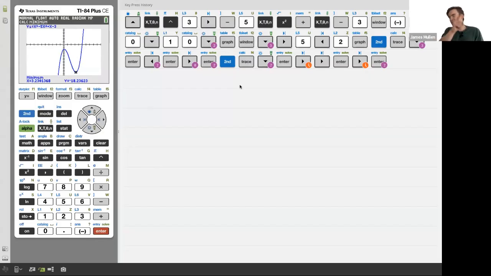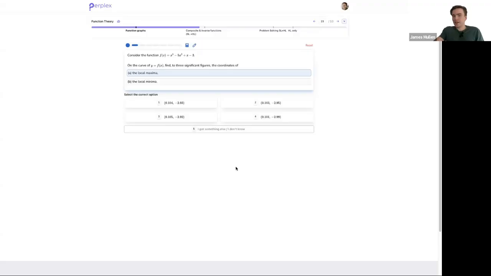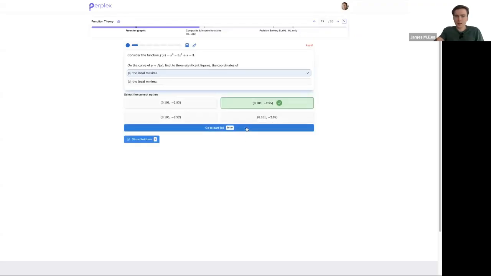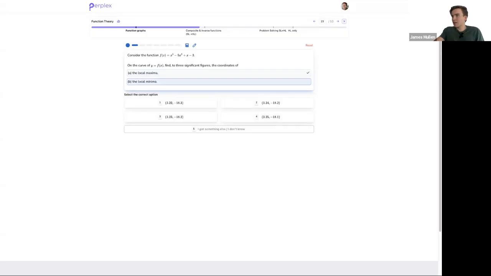And what it's going to do is it's essentially going to pick values. It's going to start on one bound and compare the other bound. And it's going to iterate going back and forth until it finds the minimum in that range. So let me go back to the question because we have found our max and min now. So we found a maximum at 0.103 and negative 2.95, sorry. And we found a local min that was at 3.23 and negative 18.2. So that's option 3.